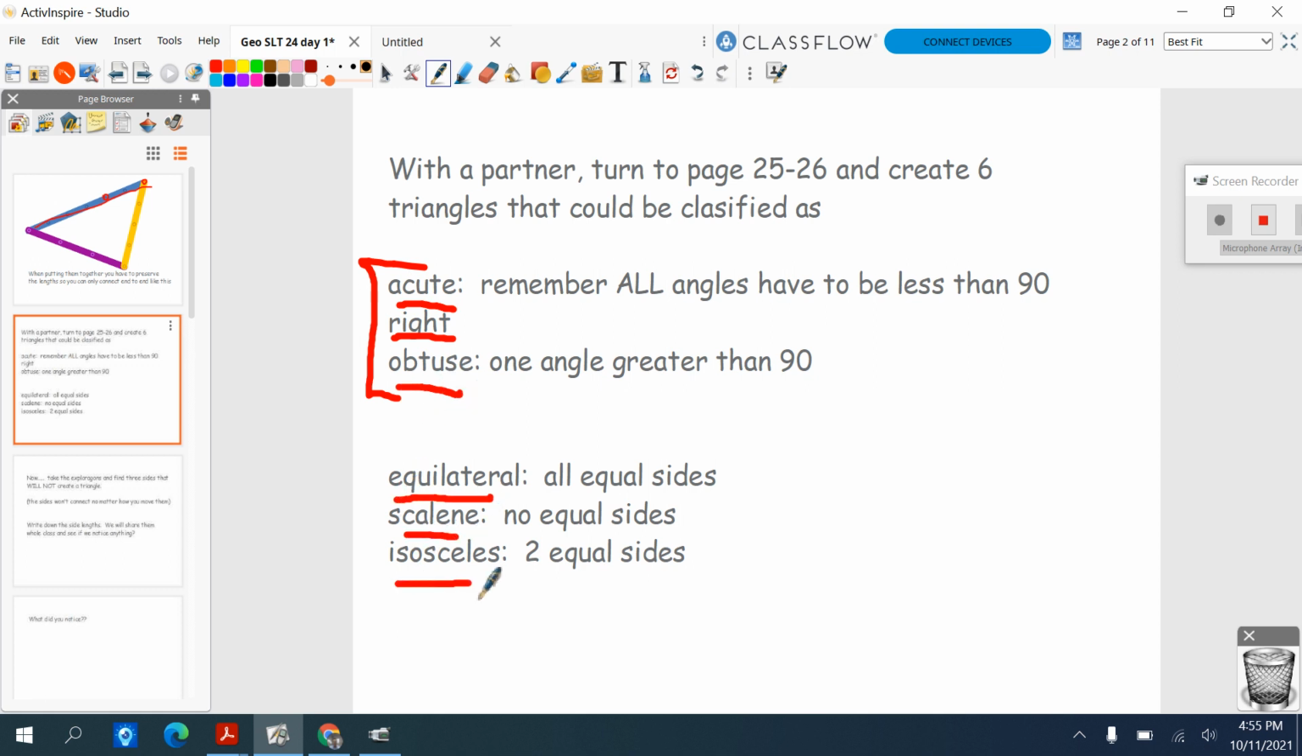Now remember, acute means that every one of the angles has to be less than 90. A right triangle is where one angle is 90. You're not going to have 2, it has to be 1. An obtuse triangle has 2 acute angles, but one angle that is greater than 90 degrees. For equilateral, all sides are equal. Scalene, you're going to have a triangle where none of the sides are equal. And isosceles, there are 2 equal sides. So pause the video. When you're done, we're going to share out which colors created which ones, and double check that.